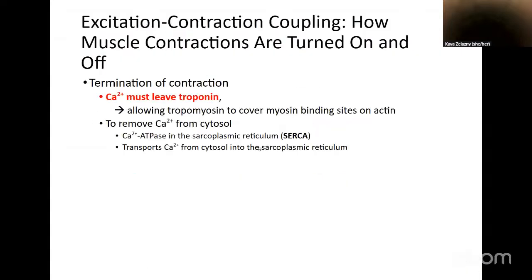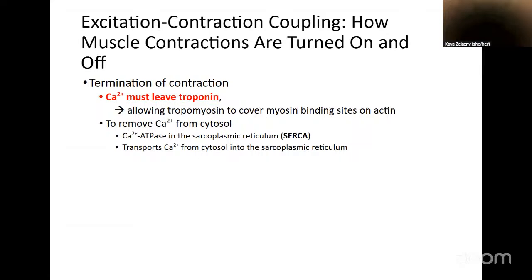Okay. So to finish contracting, to relax your muscle, you need to remove the calcium from the troponin, and then you need to actually remove calcium from our cytosol, right? From our cytosol, from our cytoplasm, from our sarcoplasm, because if it's floating around there, it's going to bump into troponin again, and we're just going to keep trying to do this cross-bridge cycle, keep using ATP.